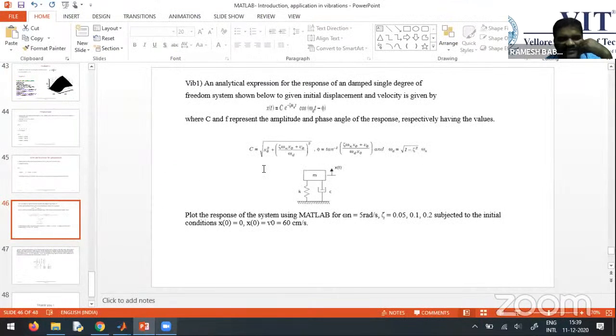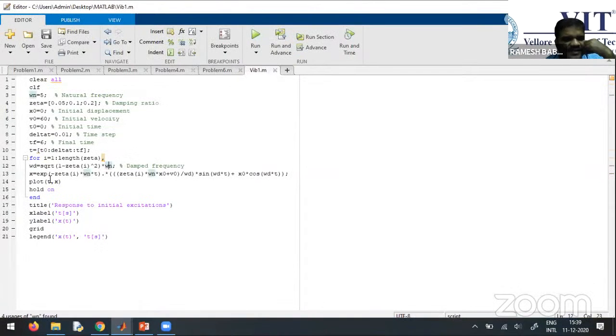Then x. What is this x now? X is equal to e power minus zeta omega n t, into cos omega d t minus... So exponential minus zeta(i) omega n t, times zeta(i) omega n x naught plus v naught by omega d, sin omega d t, plus x naught cos omega d t. Then plot t comma x.